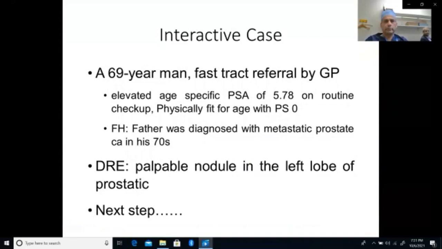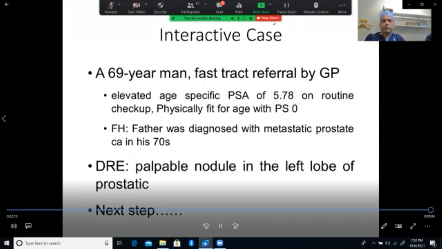Thank you very much, Mr. Navid Afzal. It was very comprehensive. You can take questions. I don't see anything in the chat box. Fine. I think everything is perfect and clear on local and locally advanced prostate cancer, various management options.